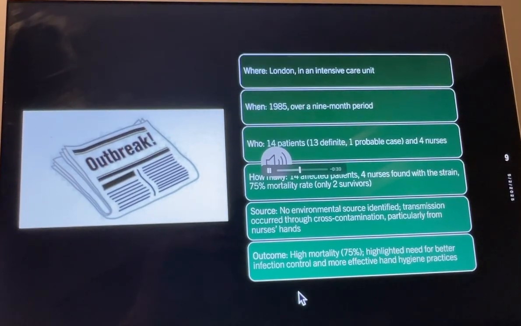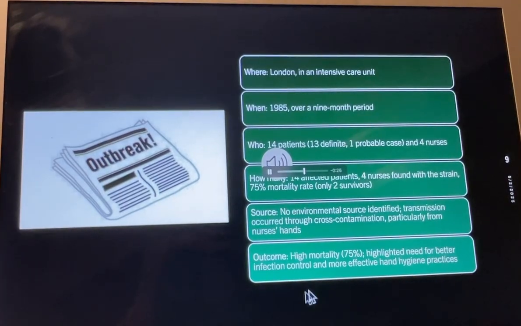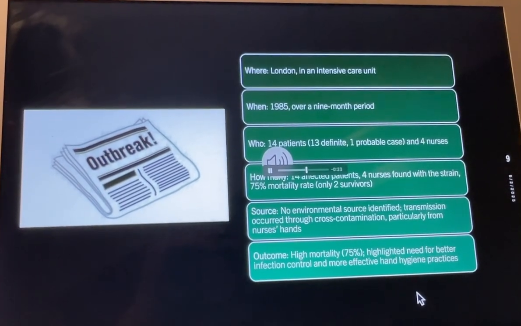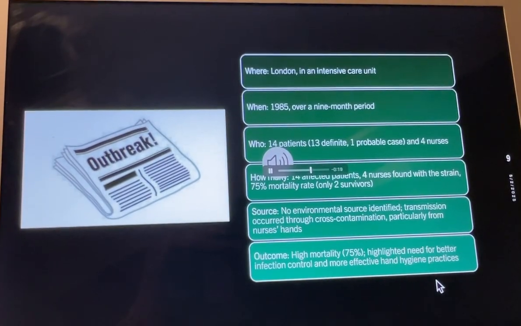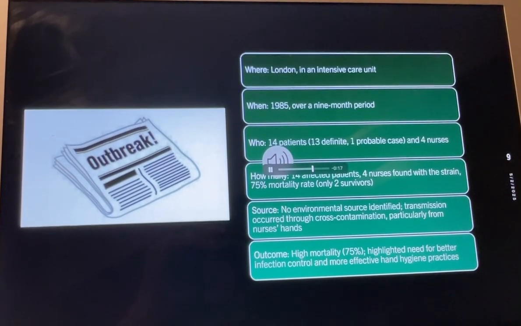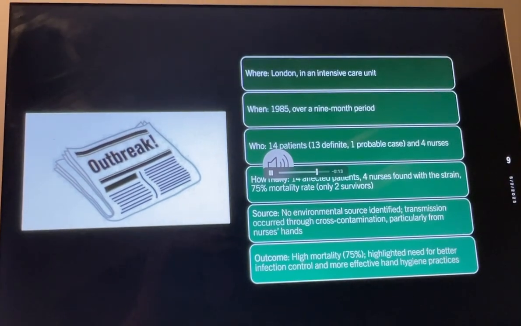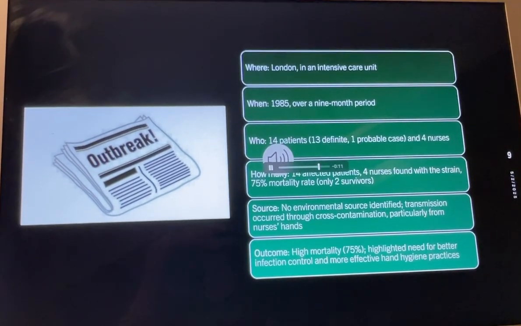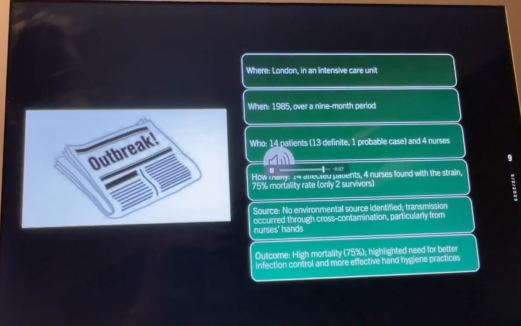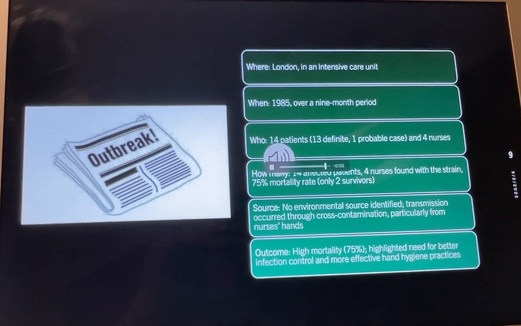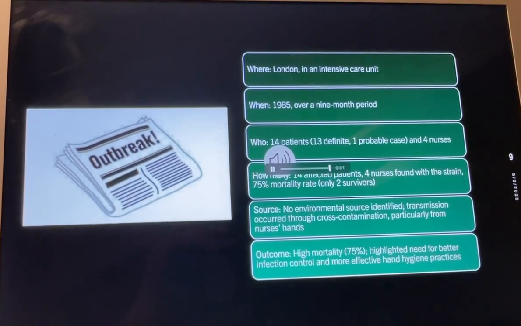The infection spread via cross-contamination with evidence of transmission from nurses' hands, as the strain was found on 4 nurses and survived well despite hand washing with Hibiscrub. The treatment involved antifungal medications like amphotericin B and flucytosine, but mortality rate was high, with only 2 patients surviving. The study emphasized the need for better infection control measures, including improved hand hygiene with more effective antifungal disinfectants.